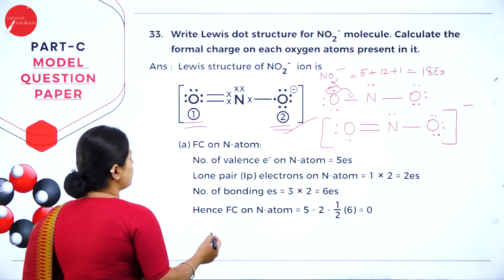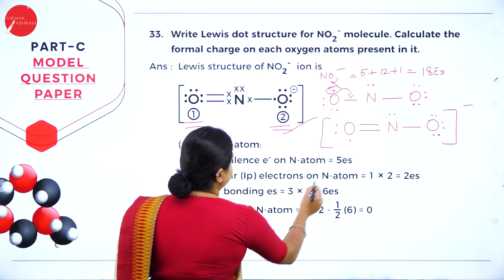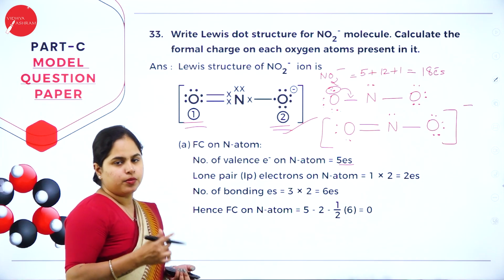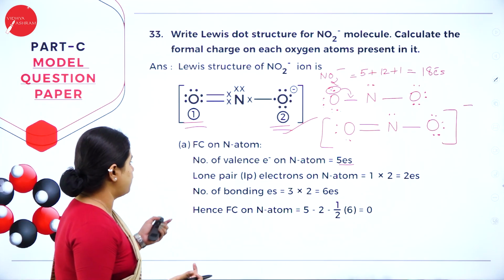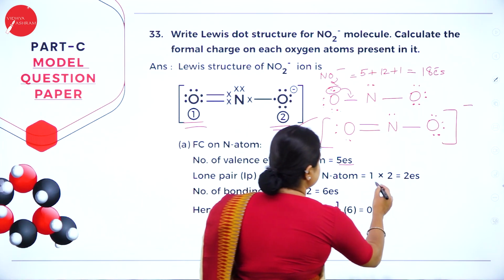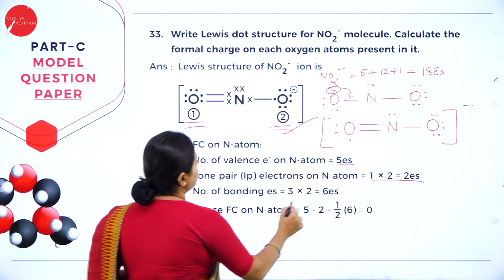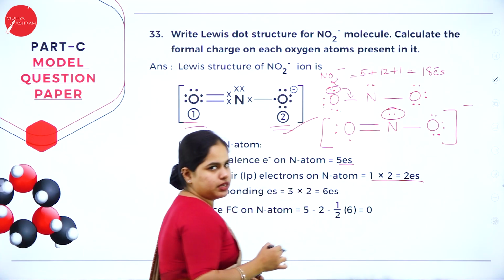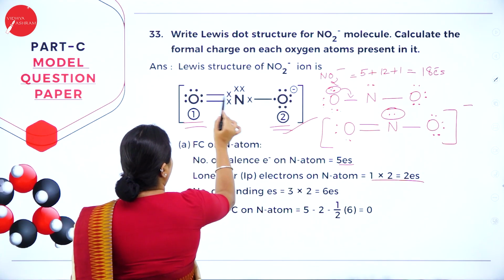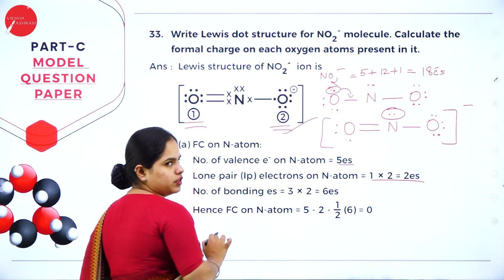The number of valence electrons on the nitrogen atom is 5, and the number of lone pair electrons is 2. As you can see here, how many lone pairs are present? Only 1 lone pair is present, right? So these 2 are part of this bond, and this one is part of this bond.